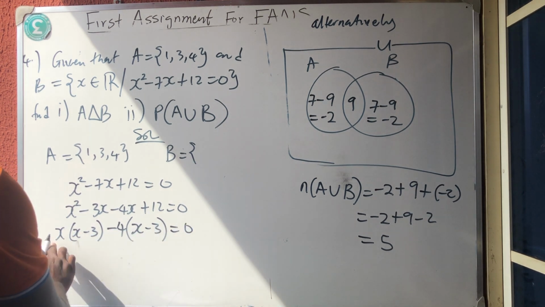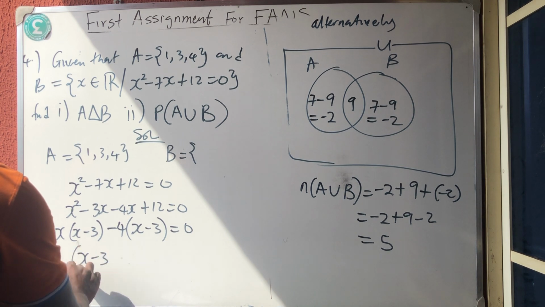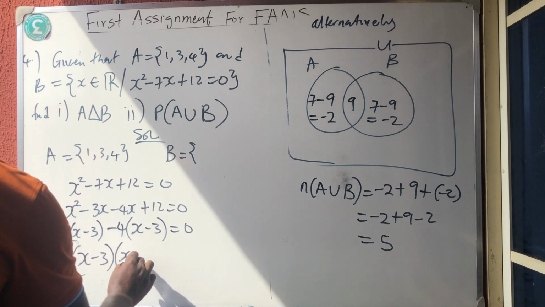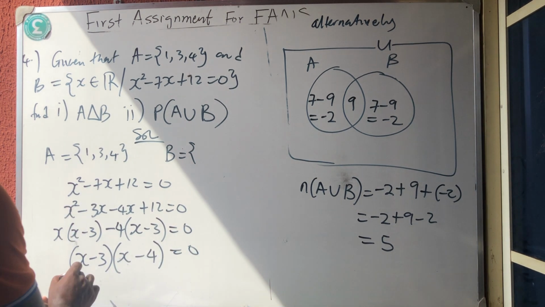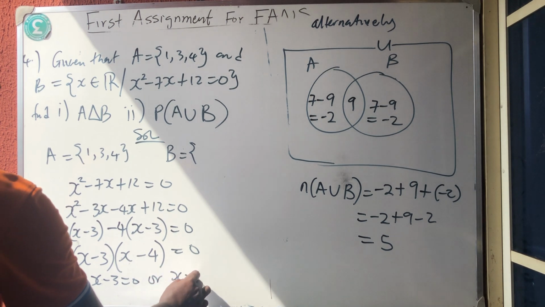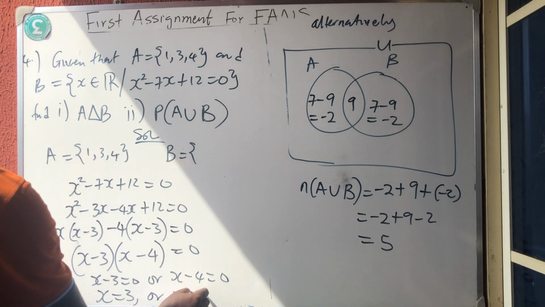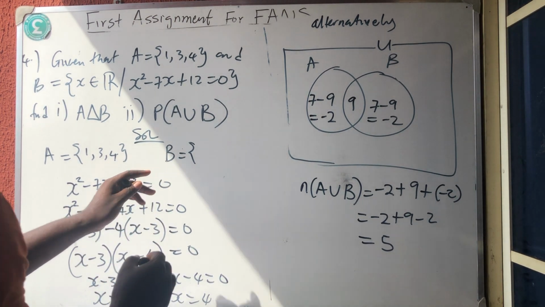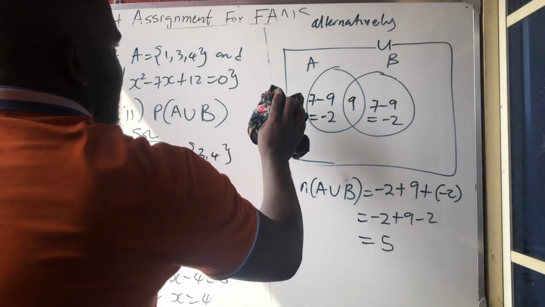So what do we have now? What is common between this line and this line is x minus 3, and the remaining term is x minus 4, is equal to 0. So what do you say now? You say that x minus 3 is 0 or x minus 4 is 0. So x is equal to 3 or x is equal to 4. So the elements of B are 3 and 4. So it will now help us to answer the questions.